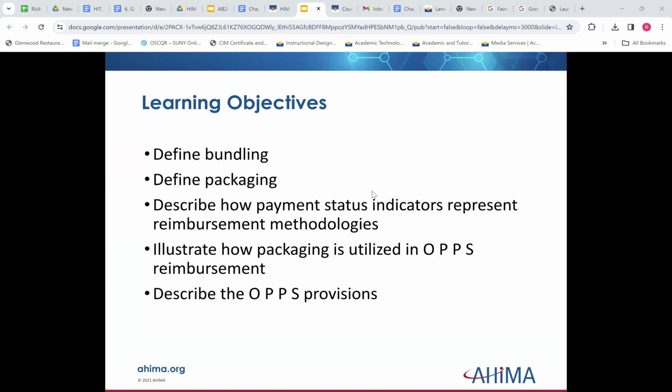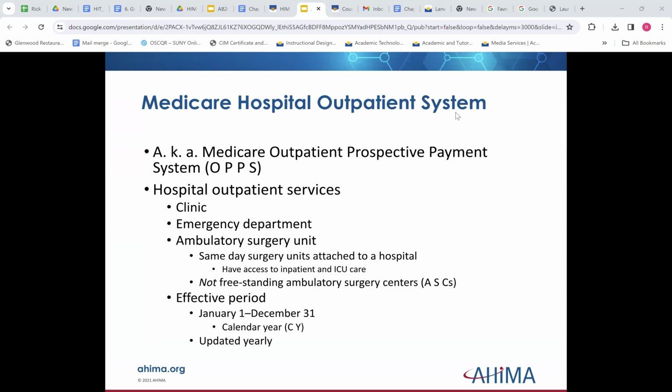And we talked in the announcement about bundling, packaging. Some of these are new, but a little bit of a new context in terms of some of these terms. And what we have is hospital outpatient systems, or as we call them, outpatient prospective payment systems. And like the inpatient prospective payment system, it's a way of limiting payments. It's not just solely relying on what the hospital's fee schedule is.